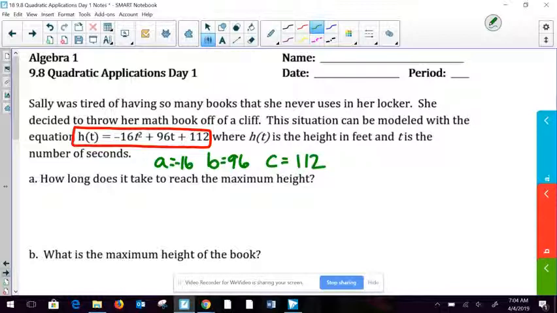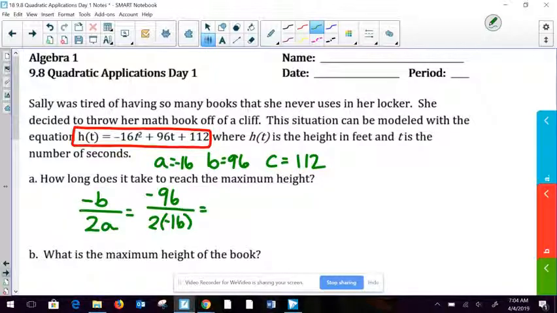So how long does it take to reach that maximum height? We're going to be using that formula, the opposite of b over 2a. If b is 96, what's the opposite of 96? Good, negative 96, all over 2 times, what's your a value? Negative 16. Good. So on paper, you're going to write negative 96, but in your calculator, you're going to do 2 times negative 16, and what does that give me? Awesome, negative 32.